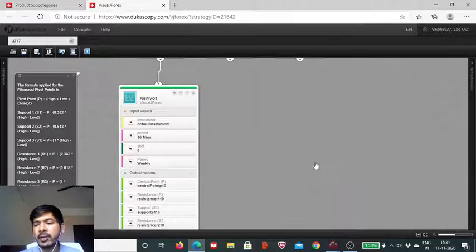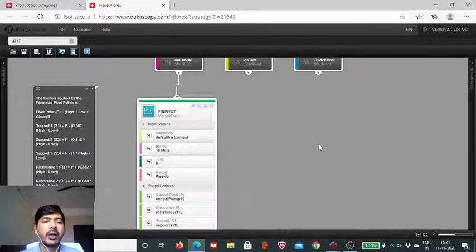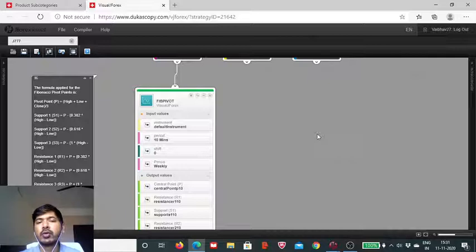So that's it from my side for today's session, and I hope you have been able to understand the use of these indicator blocks to design and develop the algorithms on the Visual JForex board.